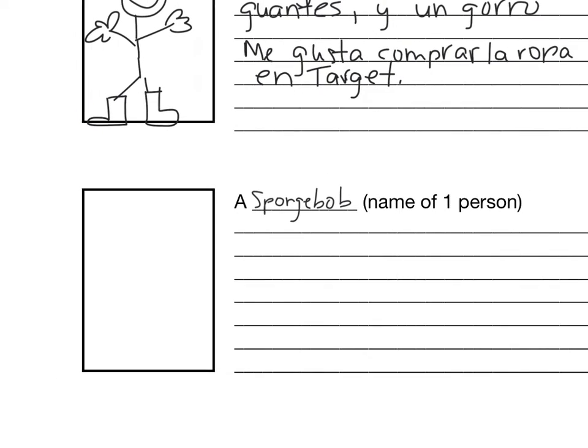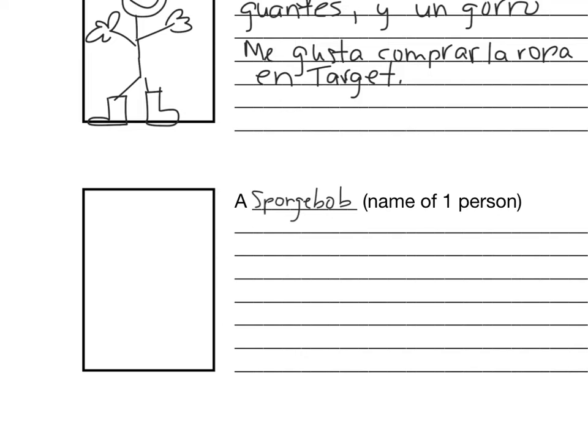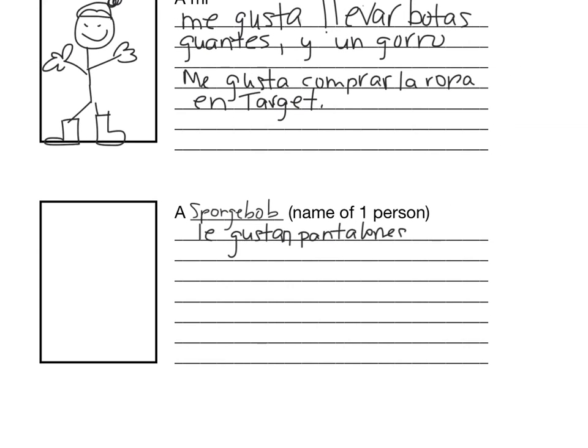Now that's a he. So when I do my gustar form, think about what form you're going to use. Le, right? Le gusta. And then you can think about what SpongeBob likes to wear. Well, what does he wear? He wears square pants, right? Pantalones. Now, did I do that right? Let me look. Le gusta pantalones. Well, pantalones are plural, so I actually need to go back and put an n. Le gustan pantalones cuadrados, that's square pants. Okay?